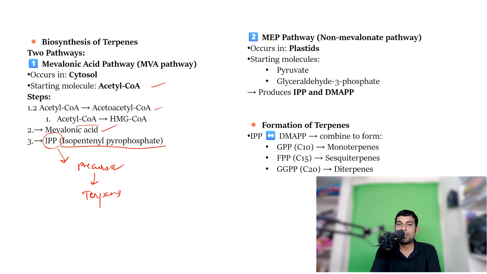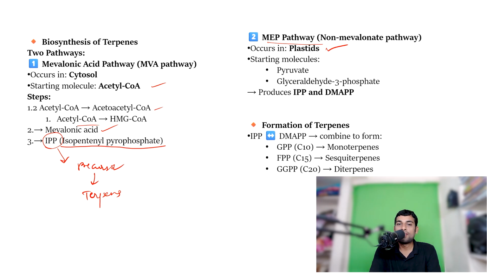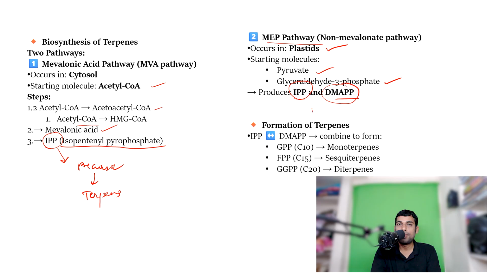What is IPP? Do you know? IPP is a precursor for terpenoids. So many of the terpenes are produced from IPP. There is also another precursor, let us see it later. The second pathway is the MEP pathway, that is the non-mevalonic acid pathway. It occurs in the plastids. It starts from pyruvate as well as glyceraldehyde 3-phosphate. Both pathways produce IPP as well as DMAPP, that means dimethylallyl pyrophosphate. We call IPP and DMAPP the universal building blocks for terpenes.